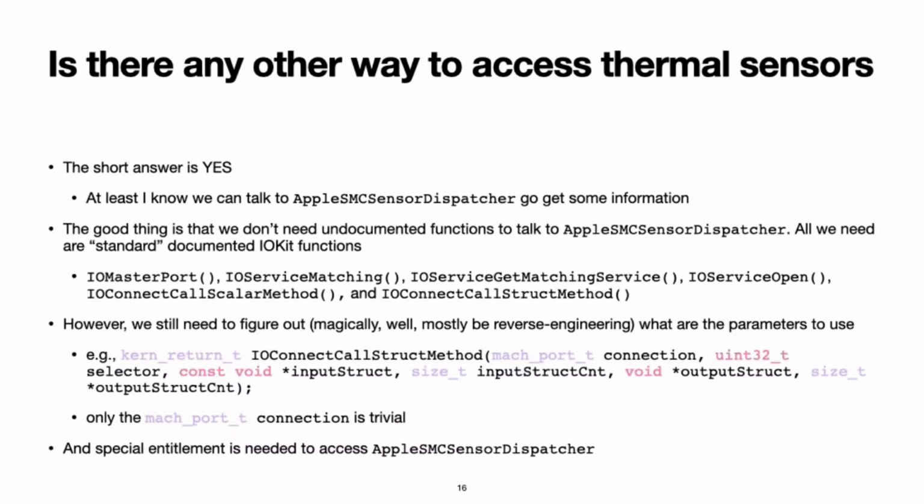For example, for the IOConnectCallStructMethod, only the first parameter, the connection, is trivial. We need to figure out what other parameters to use. And for this thermal sensor purpose and the other sensors, maybe we also need a special entitlement to access Apple SMC sensor dispatcher.